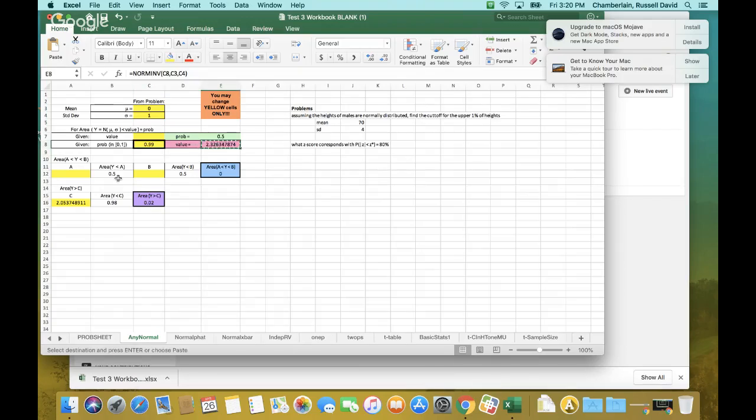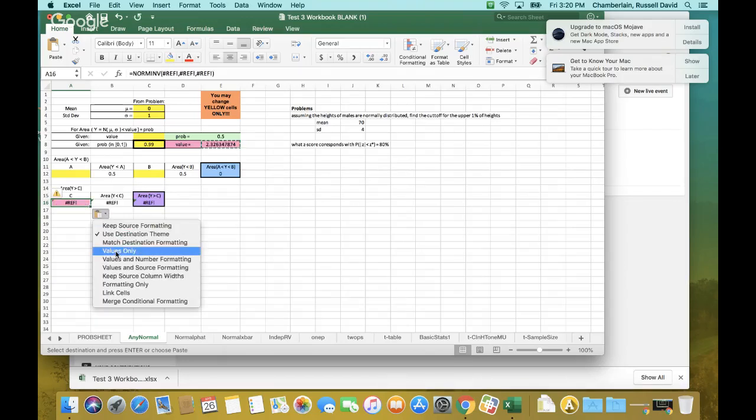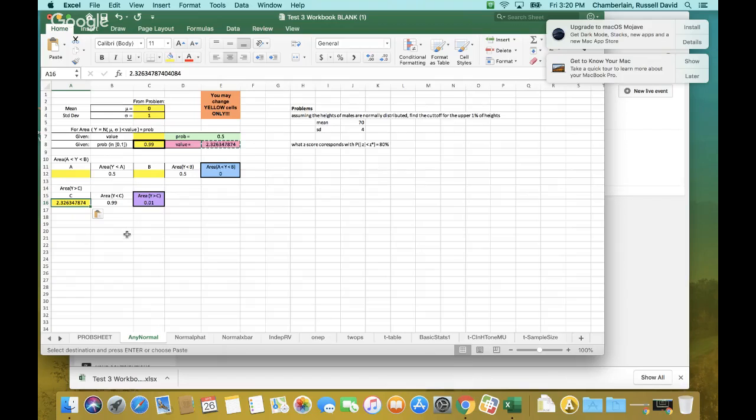Do a Command-C again. Click here, Command-V. Again, do this click values only thing. And there we go. So this is your cutoff z-score, right? So that number corresponds to if I programmed it like this, right? What if I programmed the mean of 70, standard deviation of 4? What we find is we need to be like 2.3 standard deviations above the mean height of 70 inches to be in the top 1% of heights, right?